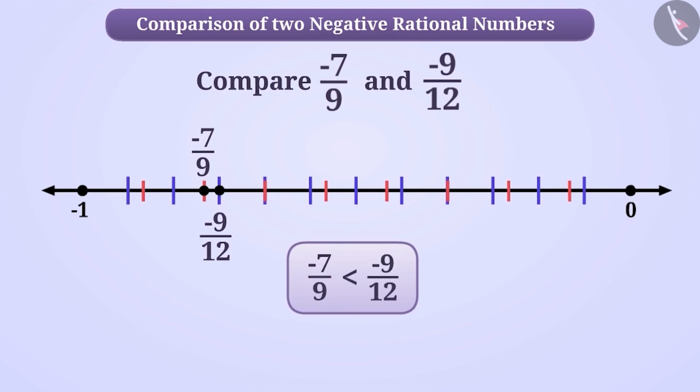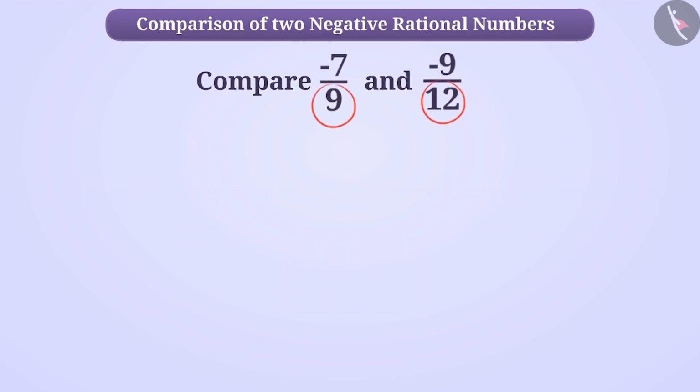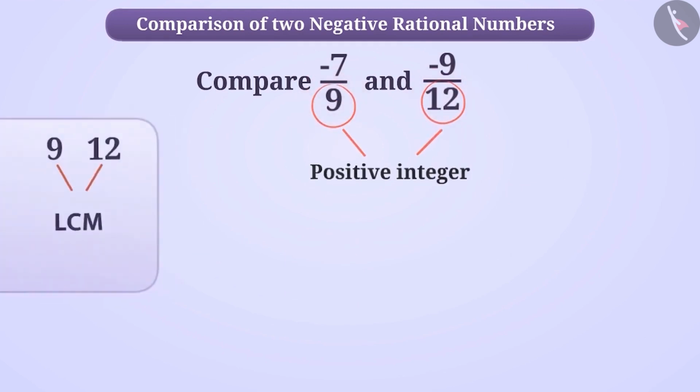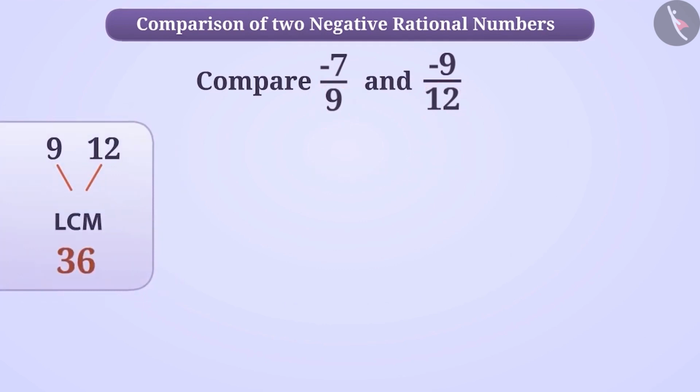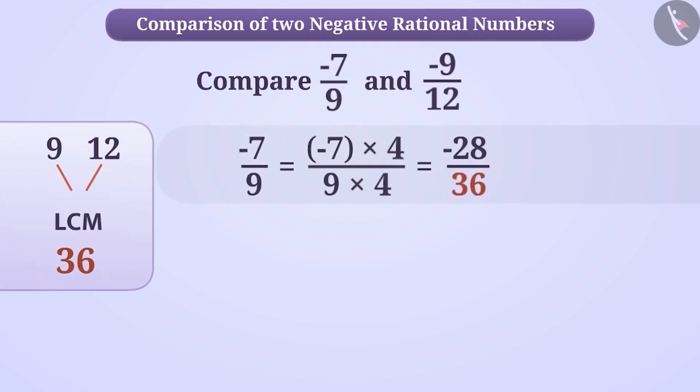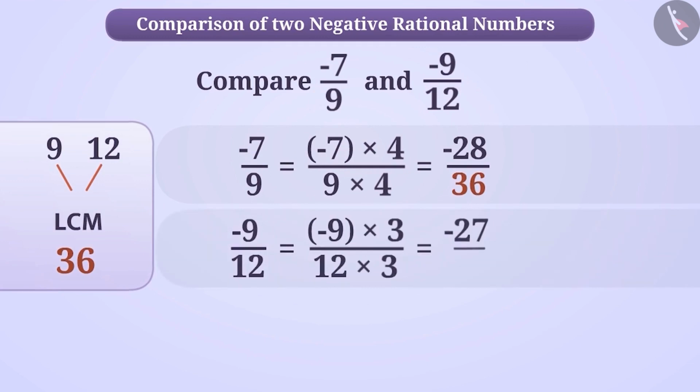Now let's make their denominators equal. First, we see that the denominator of both rational numbers is a positive integer. Then, we obtain the LCM of denominator 9 and 12 as 36. Using this, we find the equivalent rational number of -7 by 9 as -28 by 36 and that of -9 by 12 as -27 by 36.